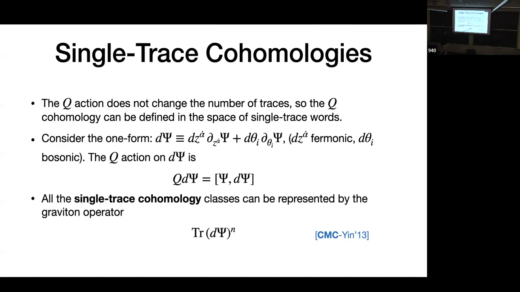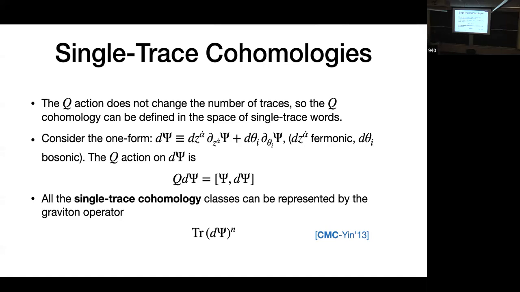Now we can very easily write down, for example, this combination: the trace of d psi to the n-th power. It is quite easy to see that Q acting on it gives 0, because you can think of the Q action as a gauge transformation with gauge parameter psi, acting on this. So Q acting on this gives 0. It turns out that all the single trace cohomology classes can be represented by these operators, and we will call them graviton operators, for a reason that I will explain.